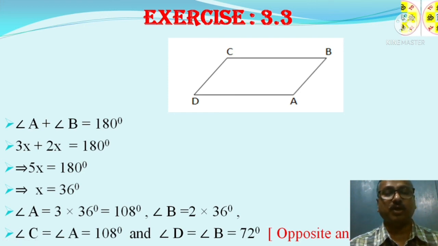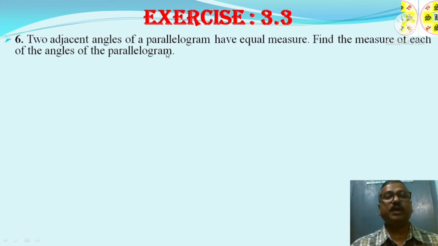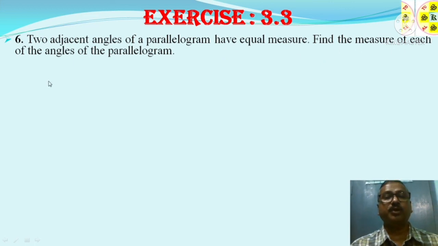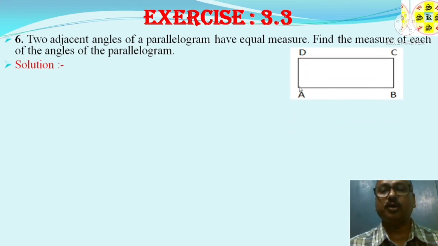One of the important patterns of the question: two adjacent angles of a parallelogram have equal measure. Find the measure of each of the angles of the parallelogram. Now see, this is a parallelogram. If we consider ABCD a parallelogram, by the definition opposite angles are equal and adjacent angles are supplementary, but here adjacent angles are given equal.